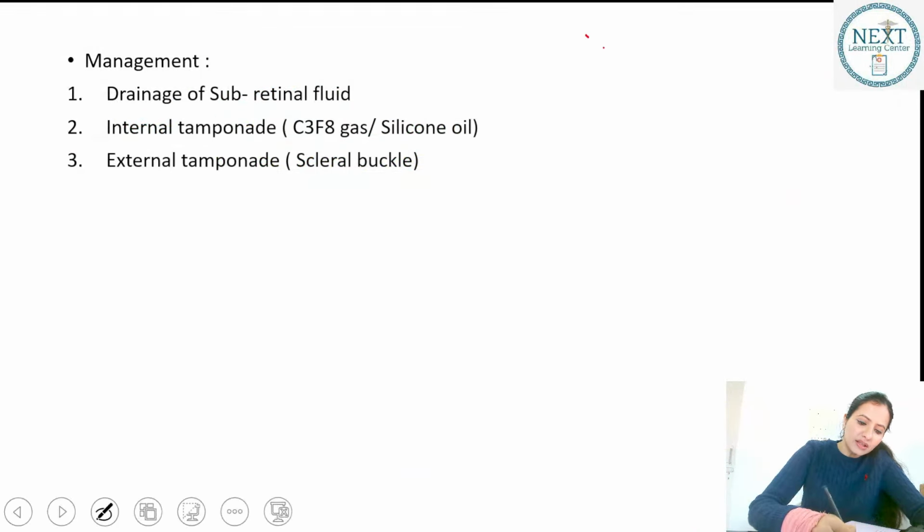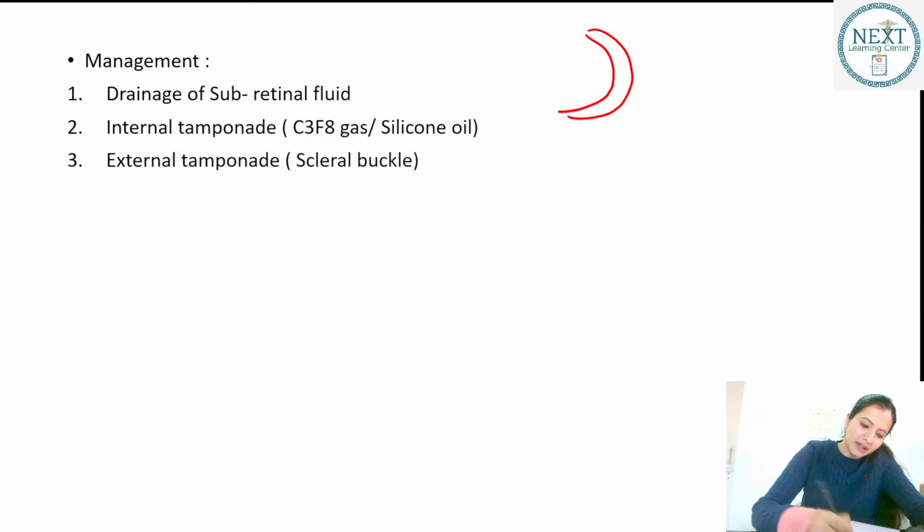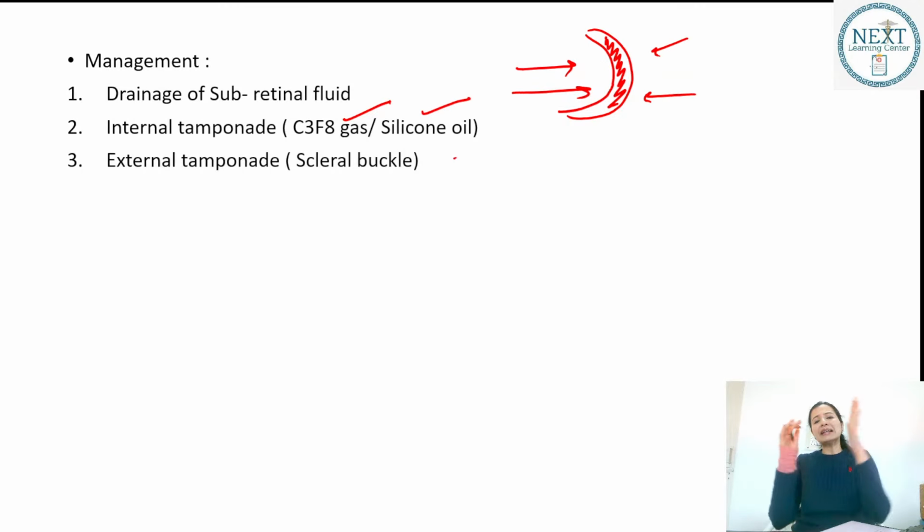Management, this is your retina, separated retina. You have to drain this fluid, then provide internal tamponade with either gas or oil and external tamponade by scleral buckle. So basically drain the fluid and just join the two layers of the retina together.